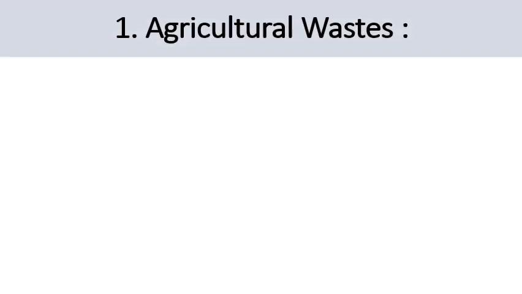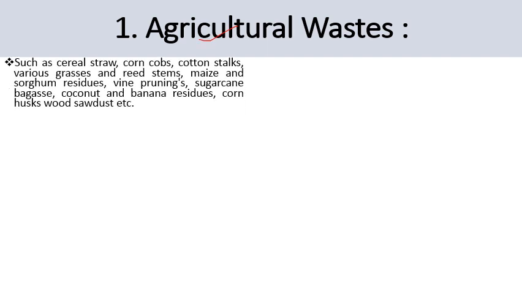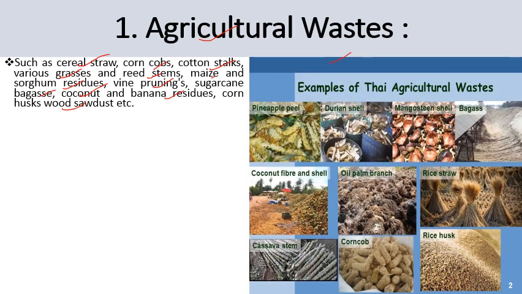Firstly, the substrate for mushroom cultivation are the agriculture wastes. So it includes cereal straw, corn cobs, cotton stalk, various grasses, reed stems, maize and sorghum residues, then vine pruning, sugarcane bagasse, coconut and banana residues, corn husks, wood sawdust, etc. We have a lot of waste which is produced in agricultural fields and agricultural products. This image shows some examples of agricultural waste. All these types of waste are used for mushroom cultivation.